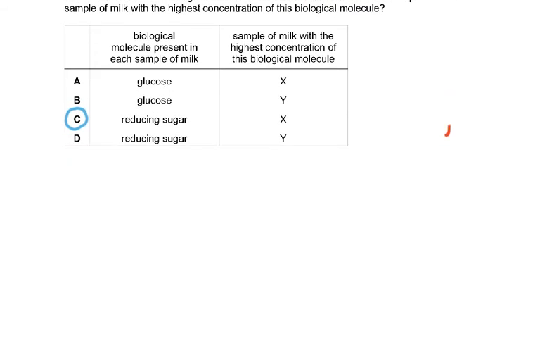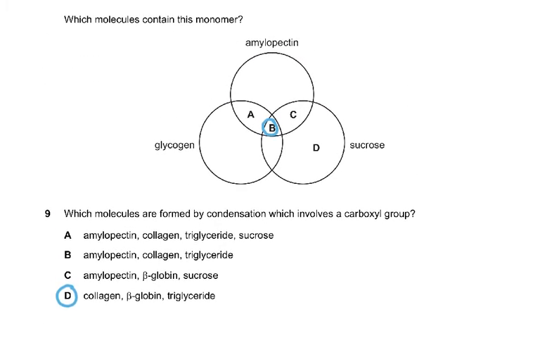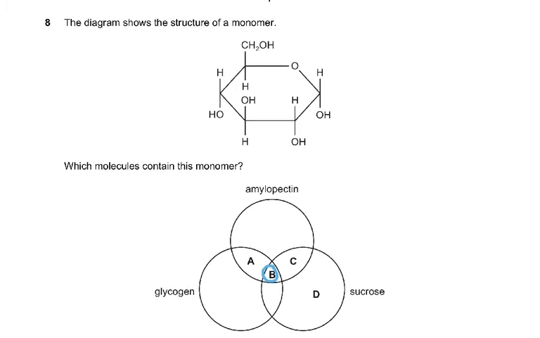So next question. Now that is question number 8. The diagram shows the structure of a monomer. Which molecules contain this monomer? Now you have to look at carbon 1. This is the rule that we follow. This is carbon 1.